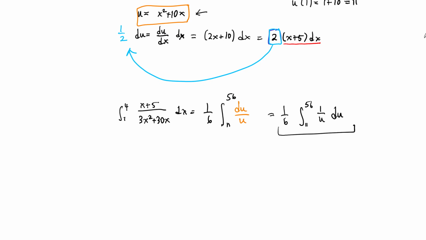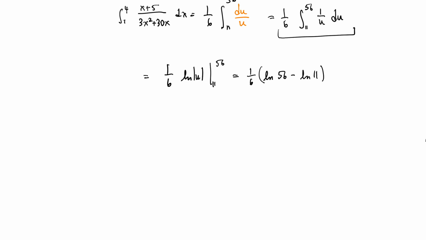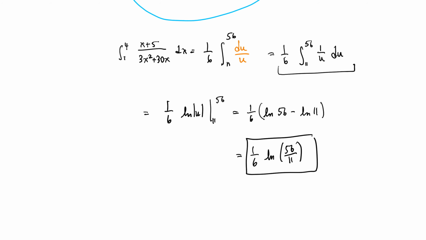So we've made our substitution. We now have to compute. So this becomes 1/6 times the antiderivative of 1 over u. That's the natural log of the absolute value of u. And the fundamental theorem of calculus says we can just write down that antiderivative, plug in these boundaries, and then subtract, right? So this becomes 1/6 natural log of 56 minus natural log of 11, which is, of course, equal to the natural log of the ratio, right? So it's 1/6 natural log of 56 over 11. And there you go. That's your definite integral, computed by u-substitution.